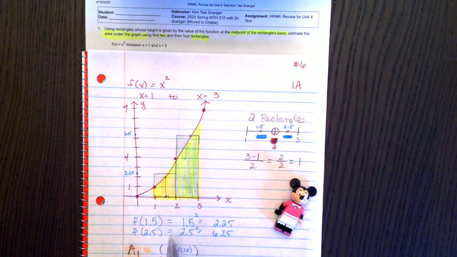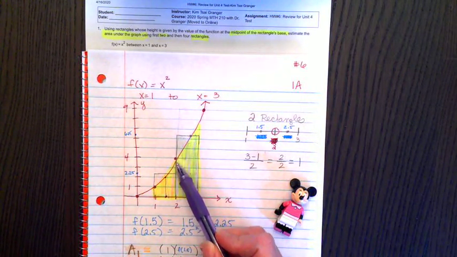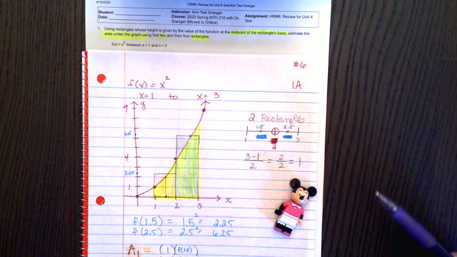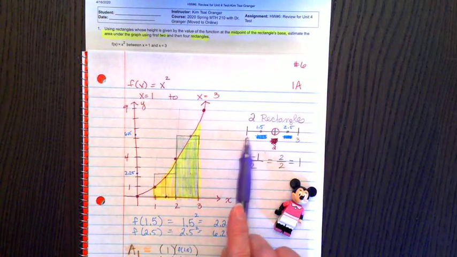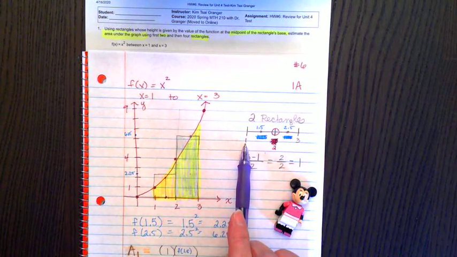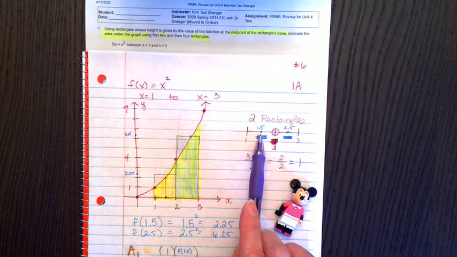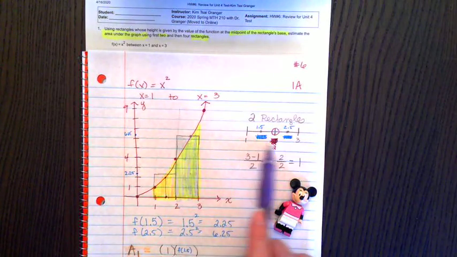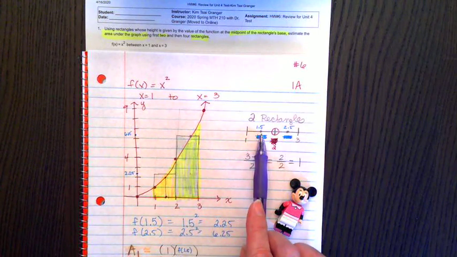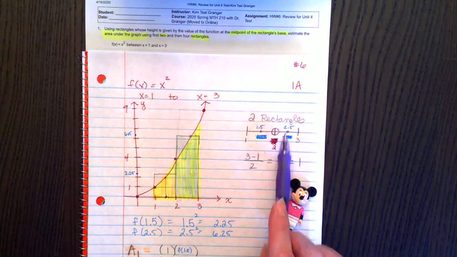To find the height, the directions say you could use the height of the rectangle at its left corner, but the most accurate way is to use the height halfway through the rectangle. Halfway from point 1 to point 2 is 1.5, because we've got a width of 1 unit and half of 1 unit is 1/2. So 1 plus a half gets us to 1.5. 2 plus a half is going to get 2.5.